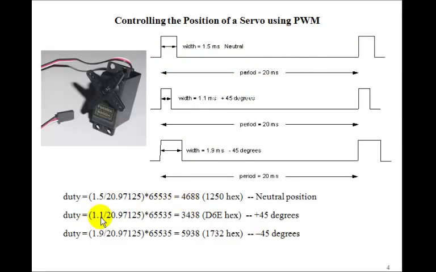To get 1.1 milliseconds, we could set it to 3438. That should give this one. And a duty of 1.9 here. That's 5938 or 1732 hex.